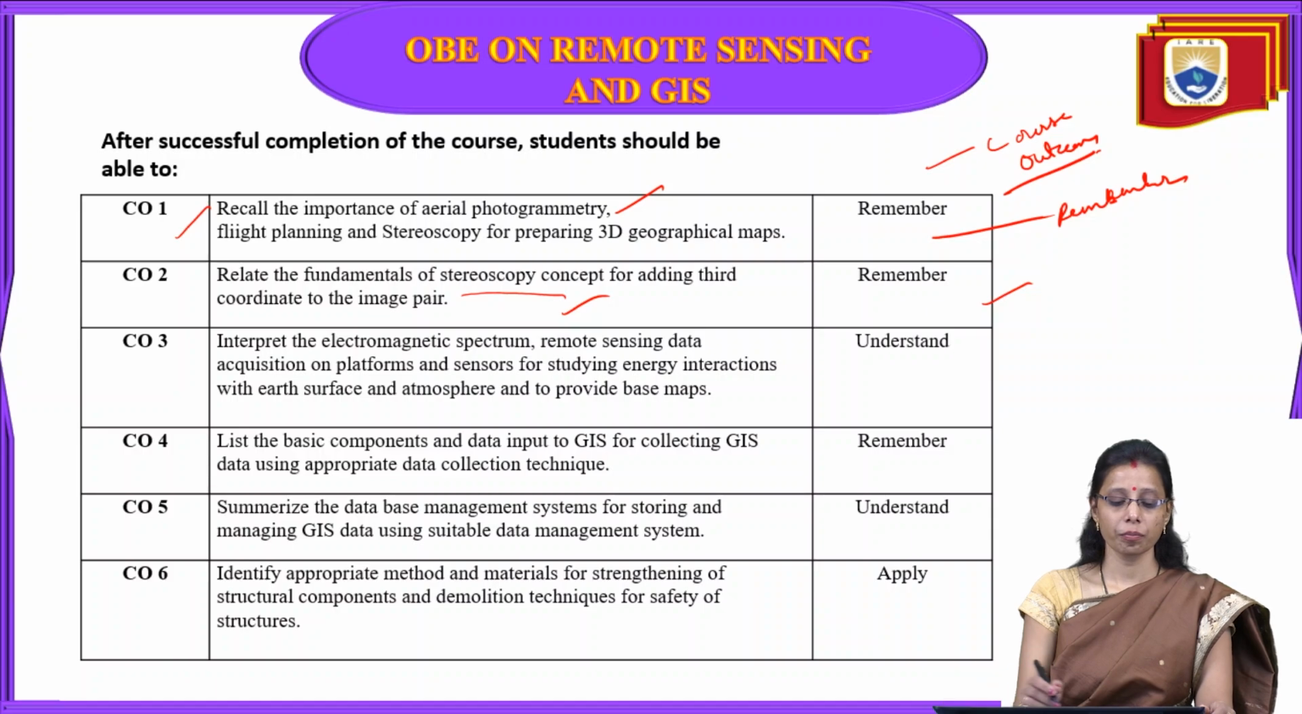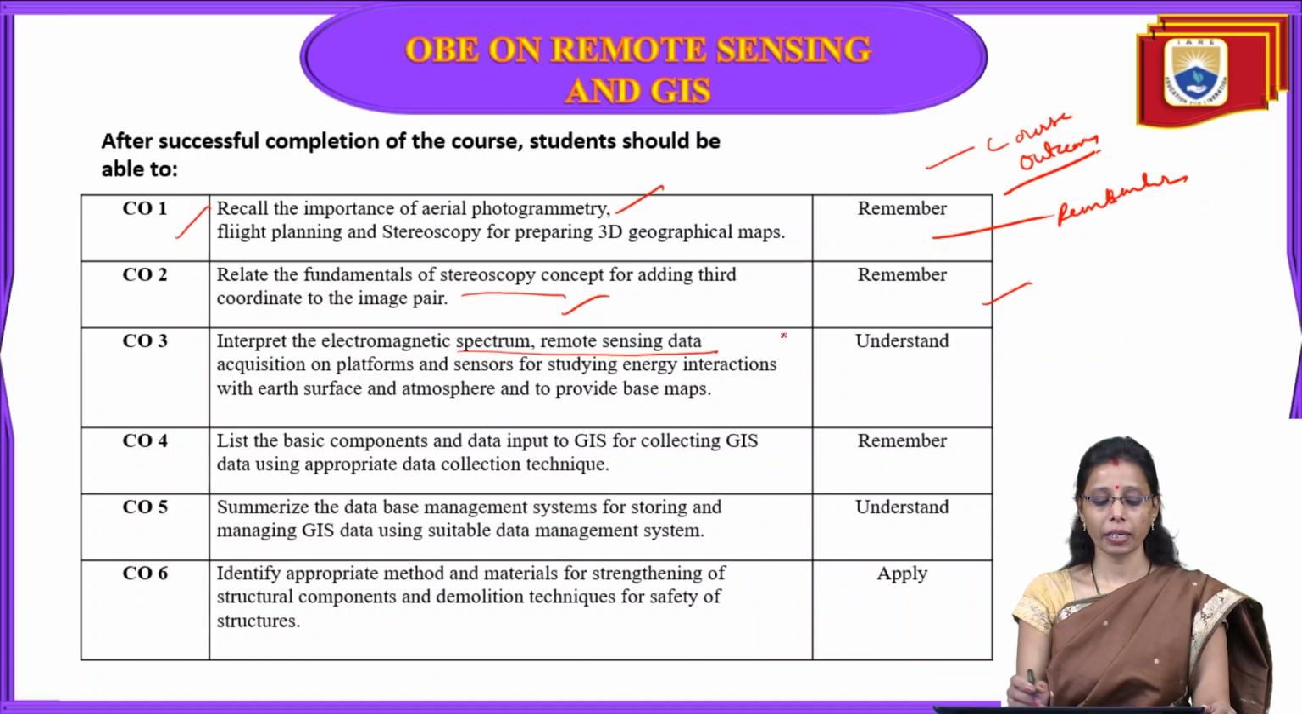Now interpret the electromagnetic spectrum, the third CO, that is course outcome 3. They interpret the electromagnetic spectrum, remote sensing data acquisition on the platforms and the sensors for studying the energy interactions with the Earth's surface and the atmosphere, and to provide the base maps of such areas.